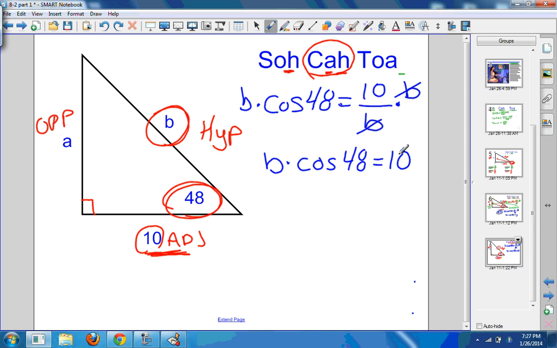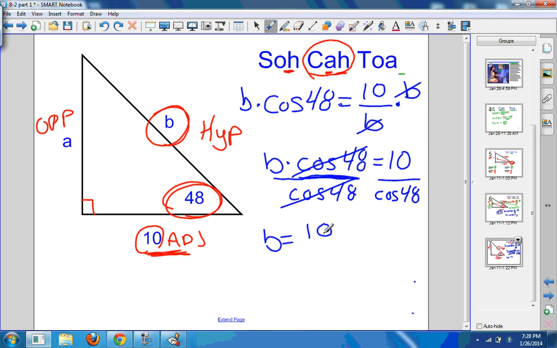Now if we want to get b all by itself, we need to get rid of this cosine of 48. So it's b times the cosine of 48. So to get rid of it, we have to do the opposite of multiplication and divide by the cosine of 48 on both sides of our equation. So on the left side, cosine of 48 divided by the cosine of 48 cancels out, and we get b is equal to 10 divided by the cosine of 48 degrees.